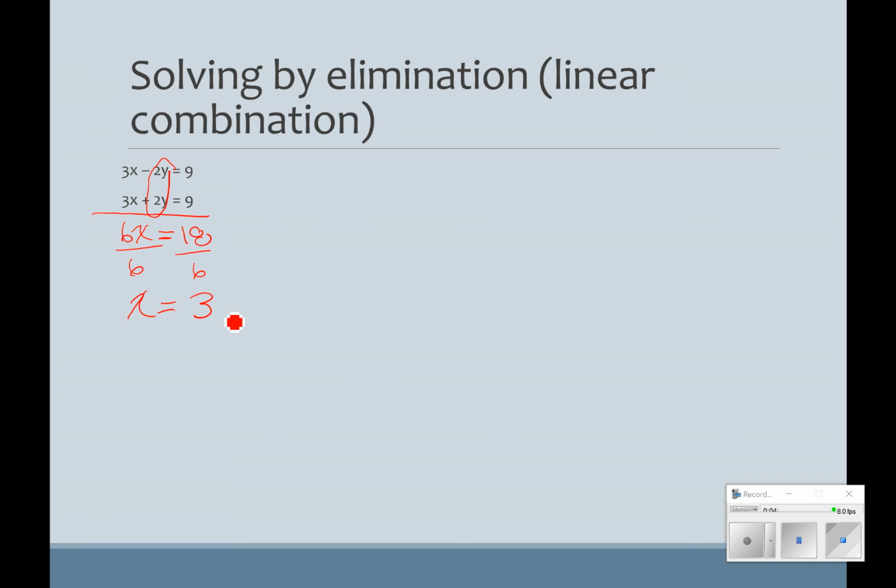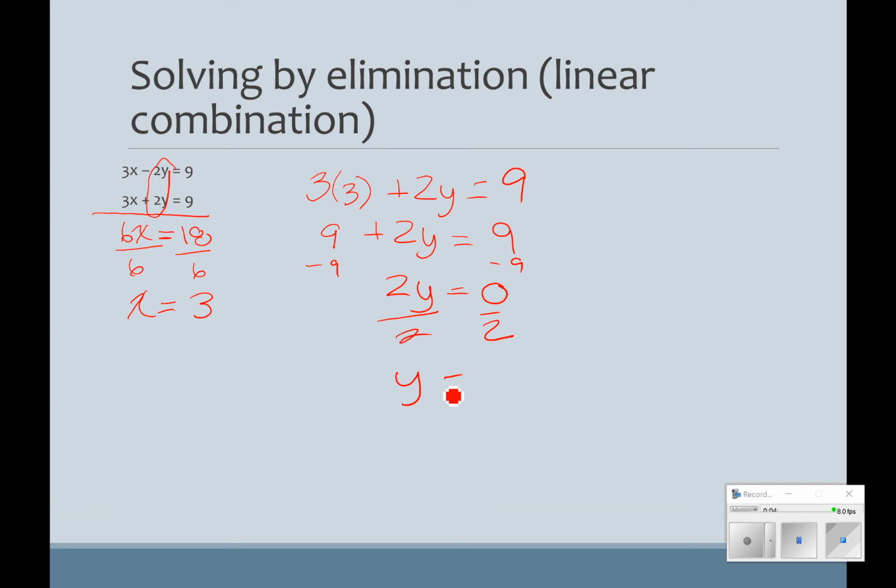Now, I'm going to just take my 3. Let's put it in the second one just to be different. So 3 times 3 plus 2y equals 9. And actually, I like that better because it's a positive 2y. So 9 plus 2y equals 9. And then when I subtract 9 from both sides, I'm going to get 2y equals 0. Remember, 0 is a valid answer. When I divide by 2, y will be 0. So my ordered pair here is 3 and 0.